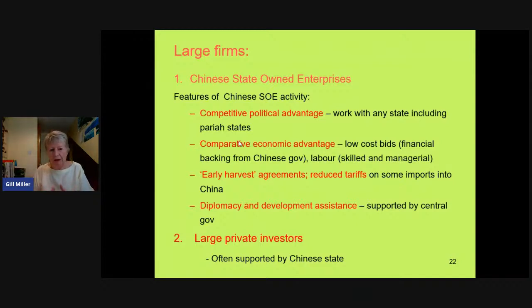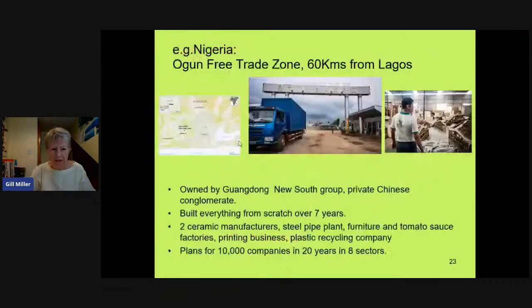And we're going to come to talk about diplomacy, because state-owned enterprises are absolutely tied up with development assistance and the diplomatic ties that the Chinese government wants to develop. So there are large state-owned enterprises, and then there are large private investors, who can also be supported by the state.